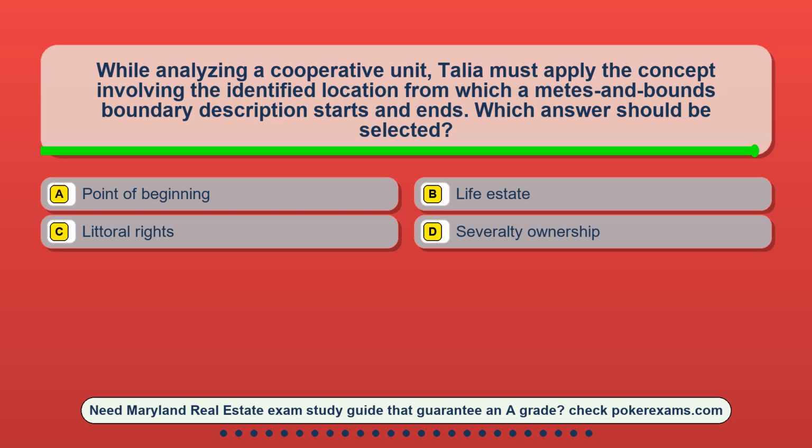Question 1. While analyzing a cooperative unit, Talia must apply the concept involving the identified location from which a metes-and-bounds boundary description starts and ends. Which answer should be selected? Option A, point of beginning. Option B, life estate. Option C, littoral rights. Option D, severalty ownership.